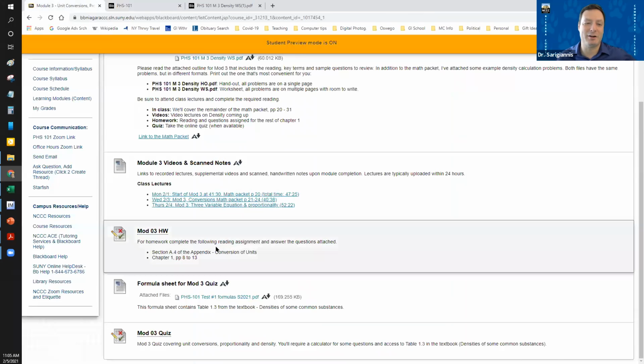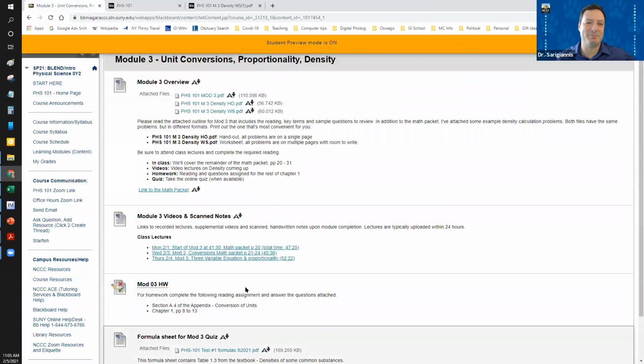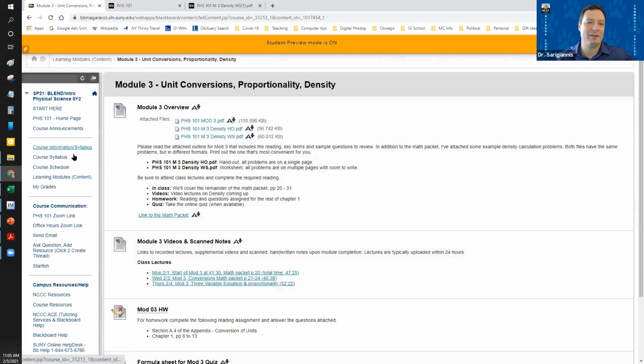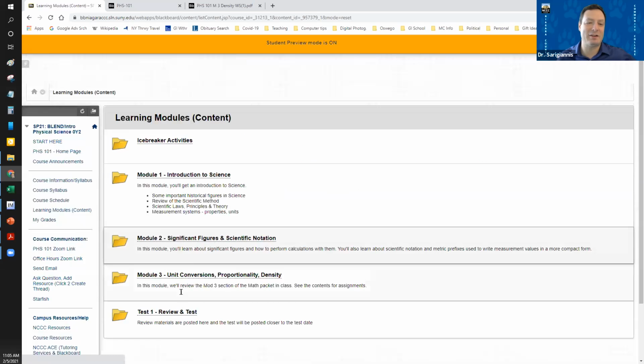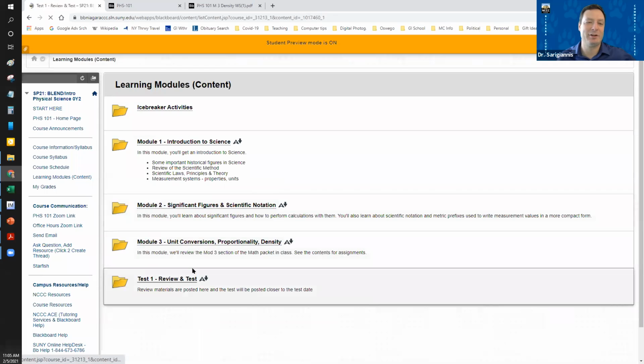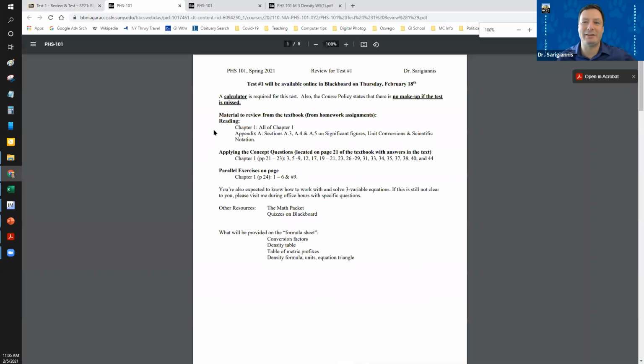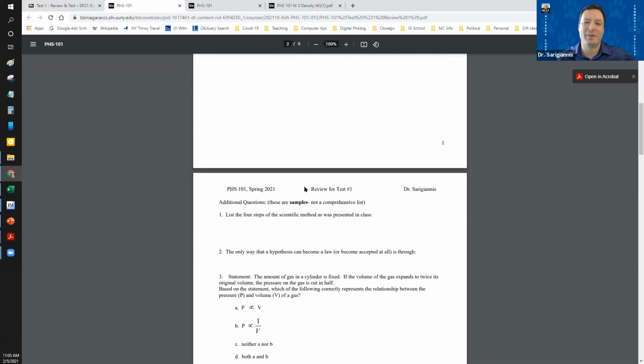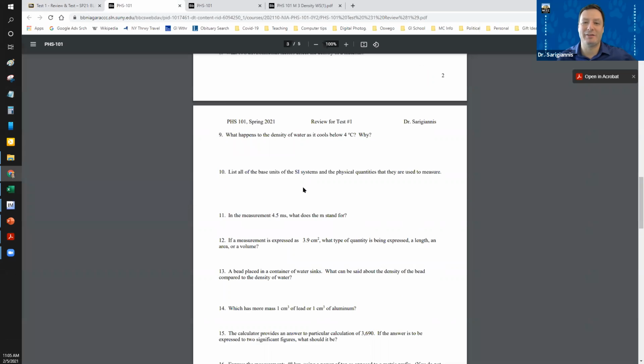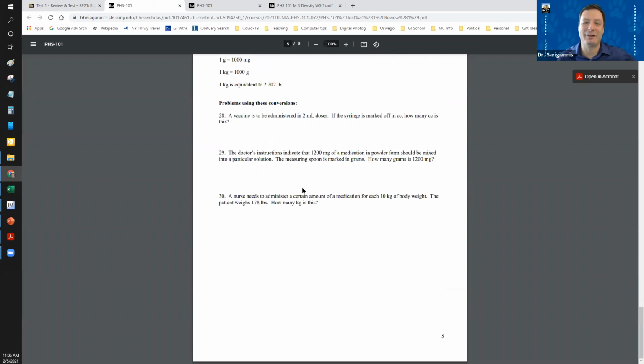And since we're here, yesterday I mentioned the test material was in this folder. The test is not here yet. It will show up. But I did update the review packet with the correct date, February 18th. So if you'd like to print this out with the correct date on it, it's there.